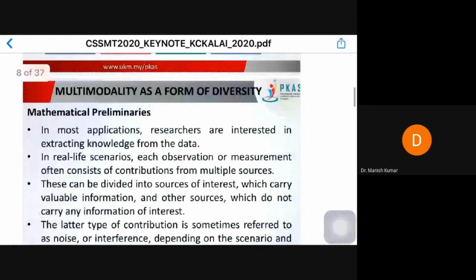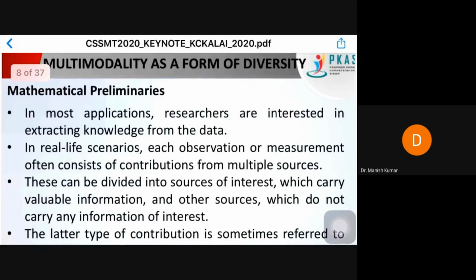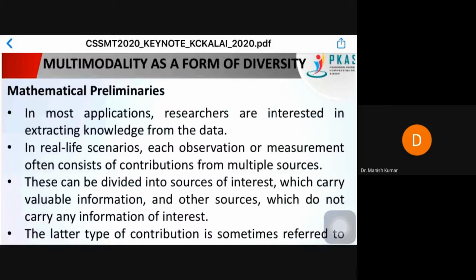So when we look at multimodality as a form of diversity, how do I start? If I'm a student or a researcher, how do I look at it? What is important to be a multimodality researcher or multimodality knowledge owner? I want to work in this field, and what do I need? The very first important aspect we look at is the mathematical preliminaries.